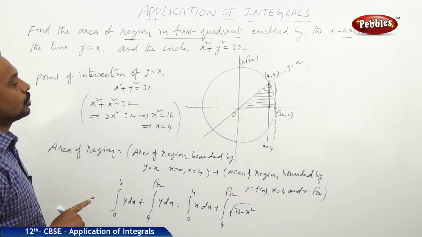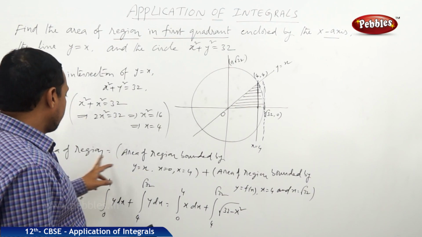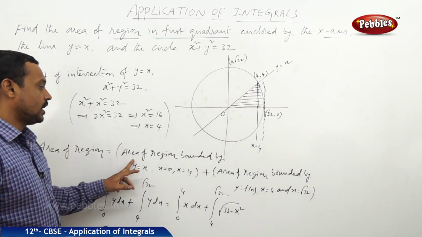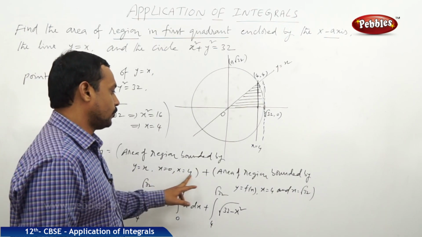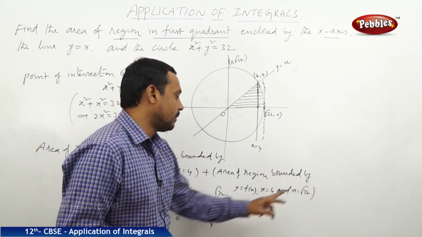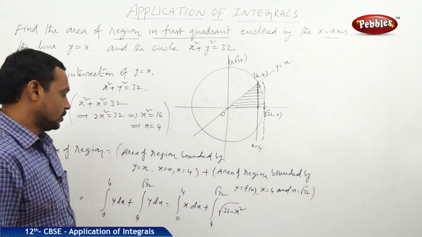So, y is equal to root of 32 minus x square. Now, the required area of the region is equal to the area of the region bounded by y is equal to x, x is equal to 0 and x is equal to 4, plus the area of the region bounded by y is equal to f of x, x is equal to 4 and x is equal to root 32.